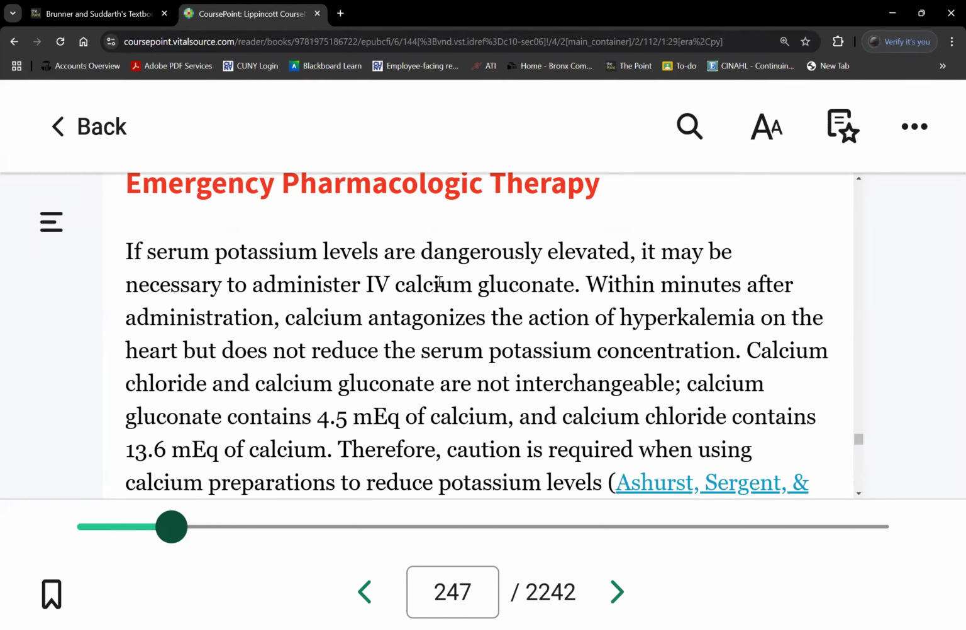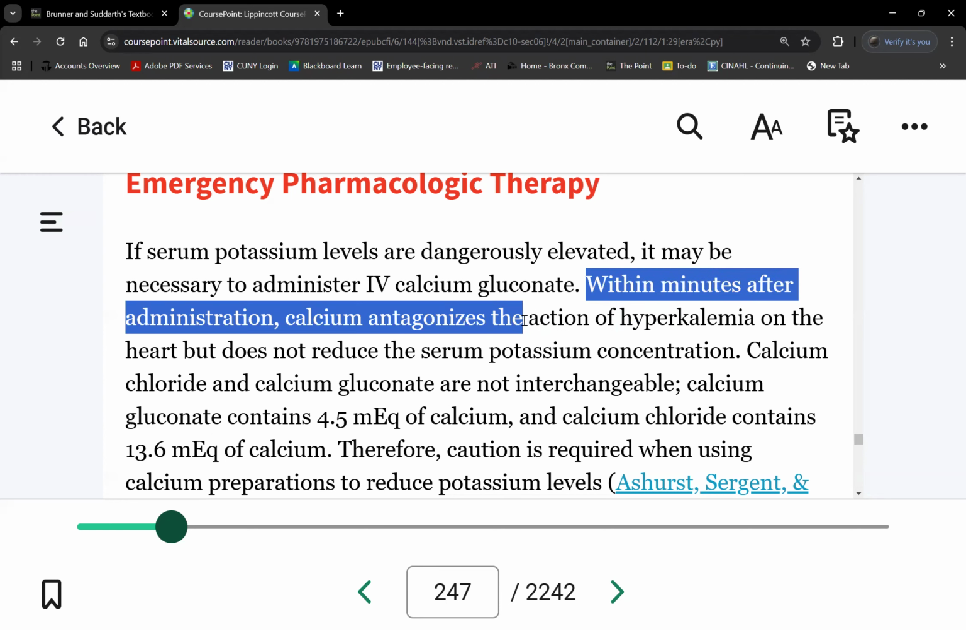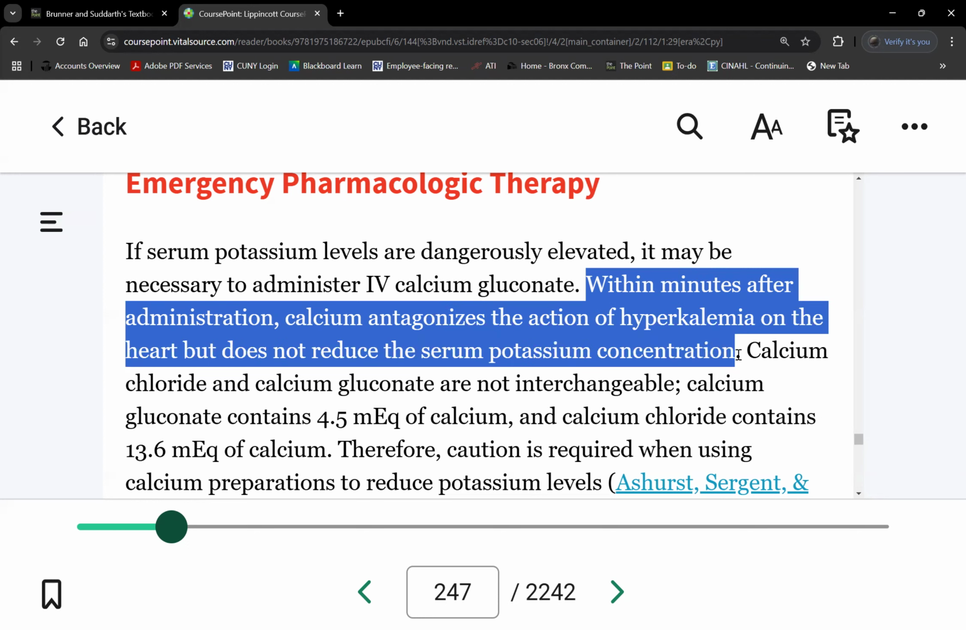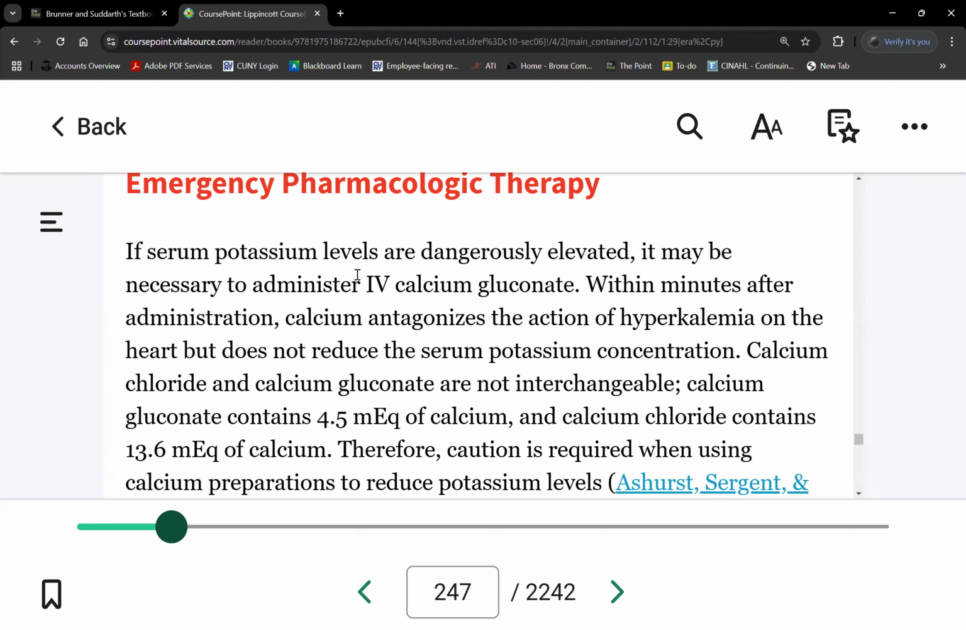What is the effect of IV calcium gluconate? Within minutes, it will antagonize the action of potassium. So did it eliminate potassium? No. It simply antagonized its effect, meaning can it cause harm to the patient? No. Its effects on cardiac function will be antagonized by calcium. Okay, so that's one way.